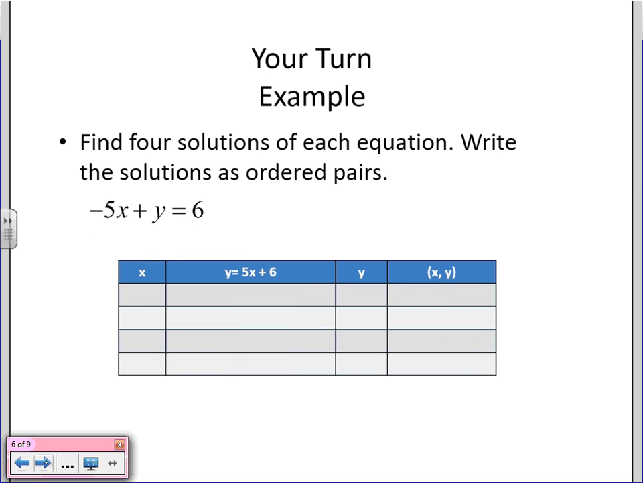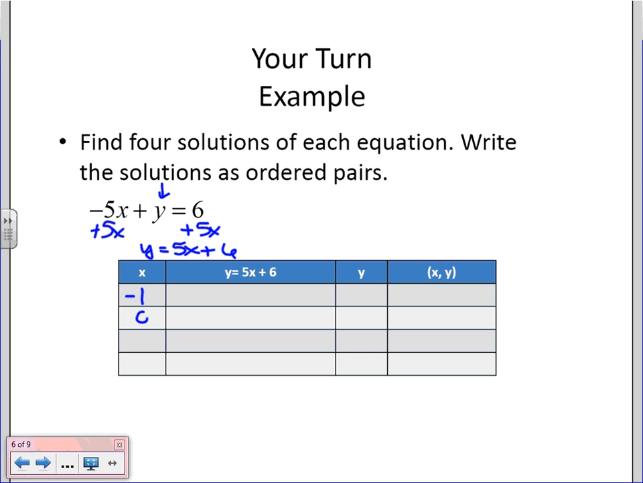All right, here's your turn. I want you to solve this one as best you can, and then replay me when you're ready for the answer. So first of all, you should have seen that this was not equal to y, so we had to add 5x to both sides, and we get y equals 5x plus 6.